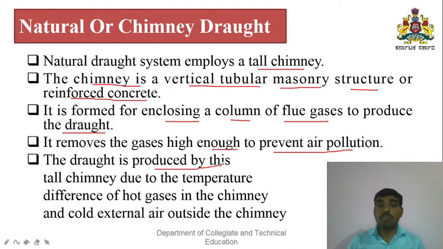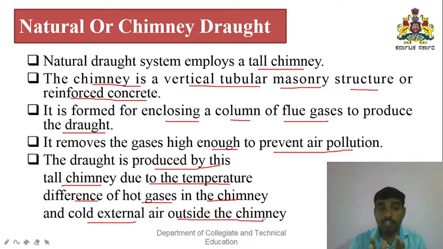The draught is produced by the tall chimney due to the temperature difference between the hot gases in the chimney and the cold external air outside the chimney. So how does this natural draught occur? A pressure difference occurs between the hot gases in the chimney and the cold external air outside the chimney. This pressure difference inside the chimney leads the gases to flow out to the atmosphere.